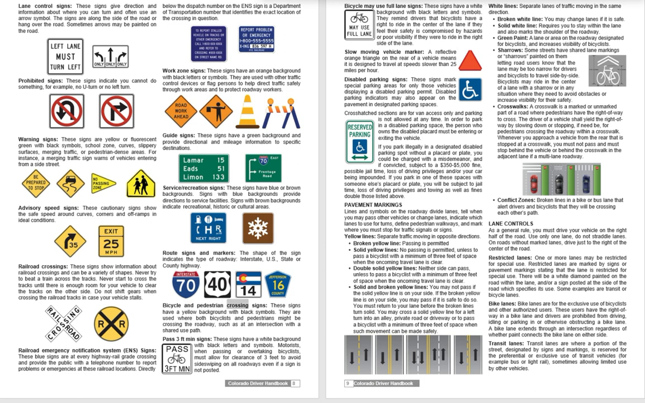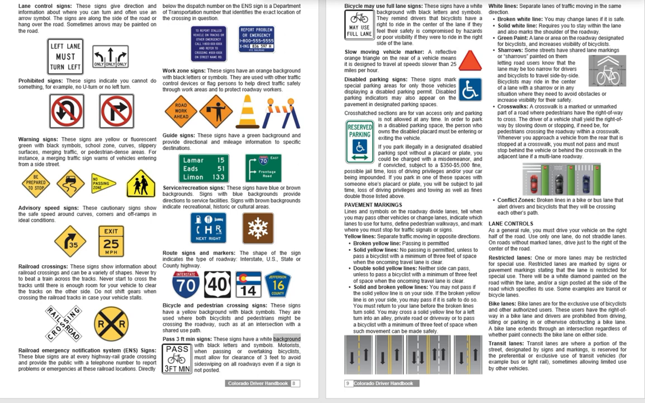Bicycle and pedestrian crossing signs. These signs have a yellow background with black symbols. They are used where both bicyclists and pedestrians might be crossing the roadway, such as at an intersection with a shared-use path.